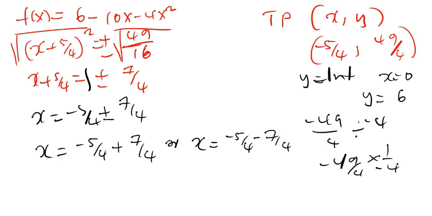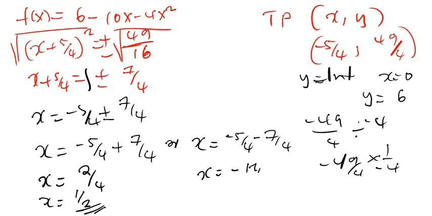So this is what we are going to do. The denominators are the same, add the numerators. So negative 5 plus 7 is 2 over 4. Now it can be 1 over 2. I'm done. Next, x will be equal to negative 5 minus 7, it should be negative 12 divided by 4. Then it will be negative 3. Have we made any mistake?